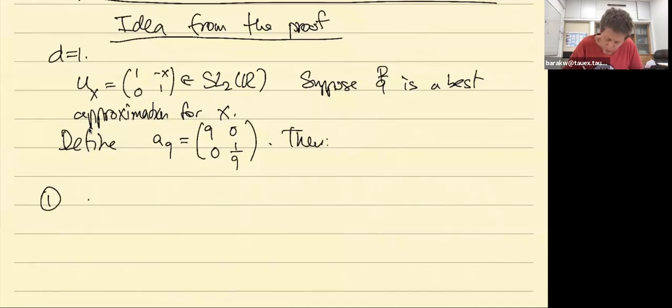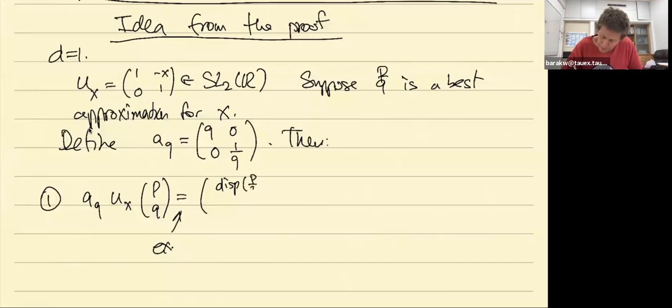So first of all, when you multiply the integer vector (P, Q) first by U_X, which is this upper triangular matrix, and then by A_Q, which is this diagonal matrix, I won't carry out the computation. You can do it yourself. So this is a very small exercise. What you get here is the displacement in the first coordinate, and you get 1 in the second coordinate.